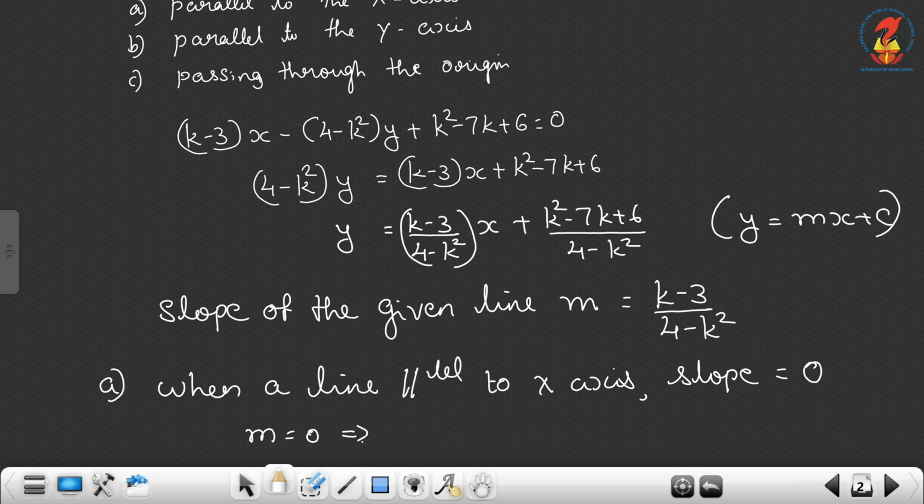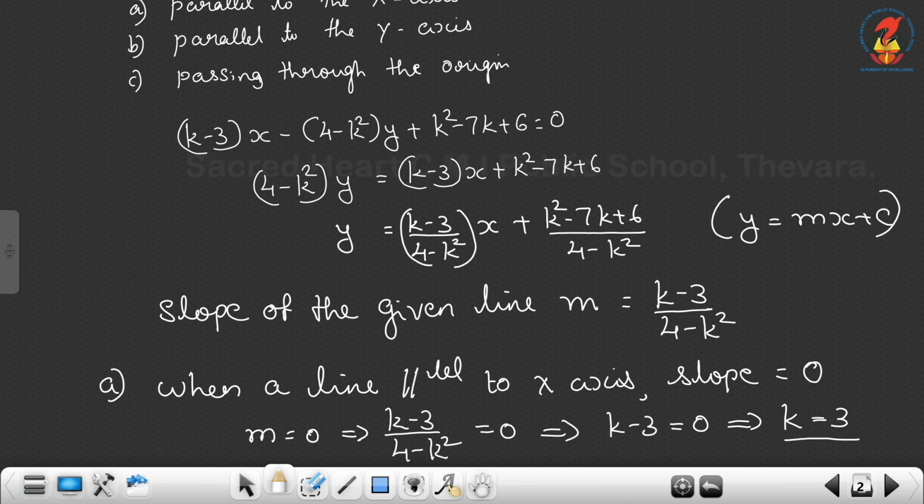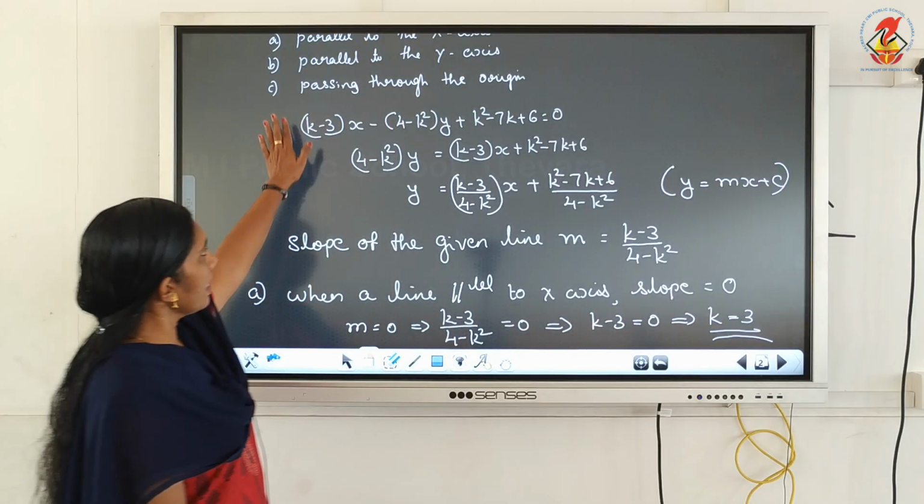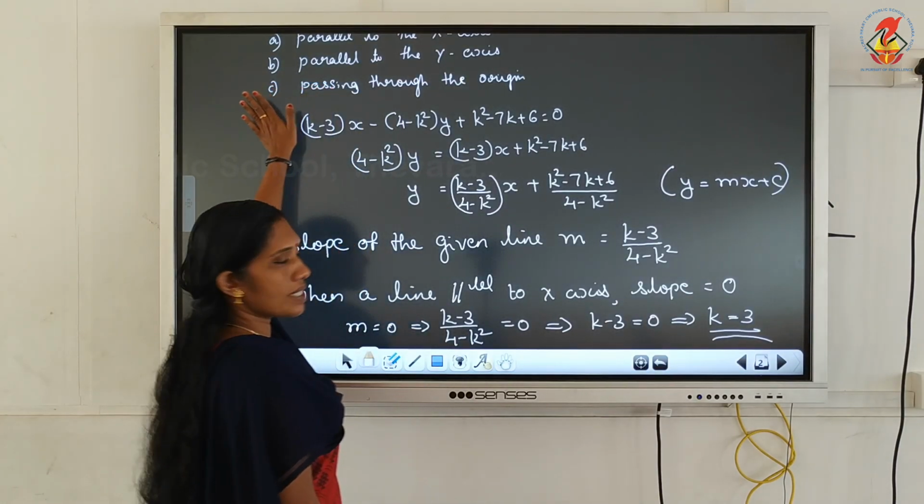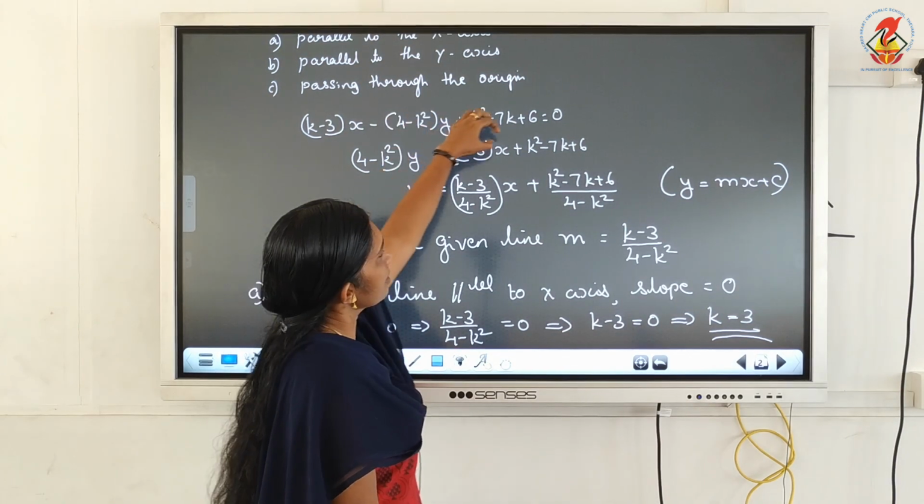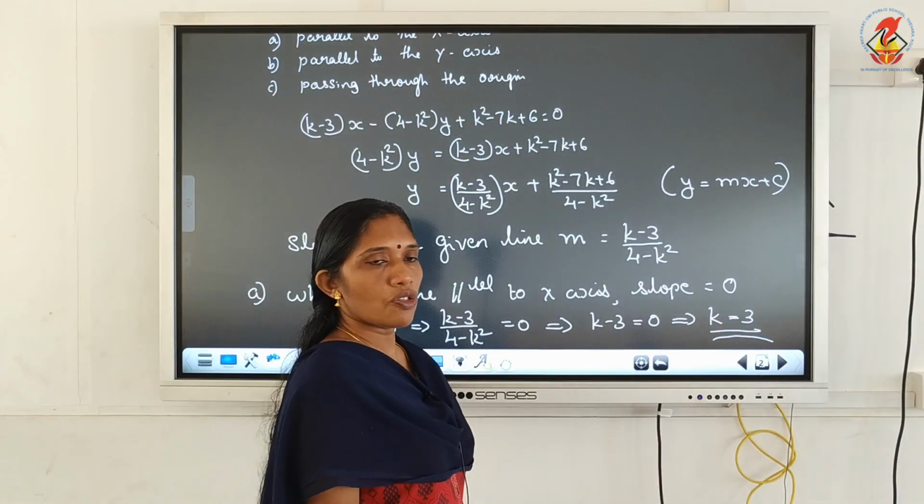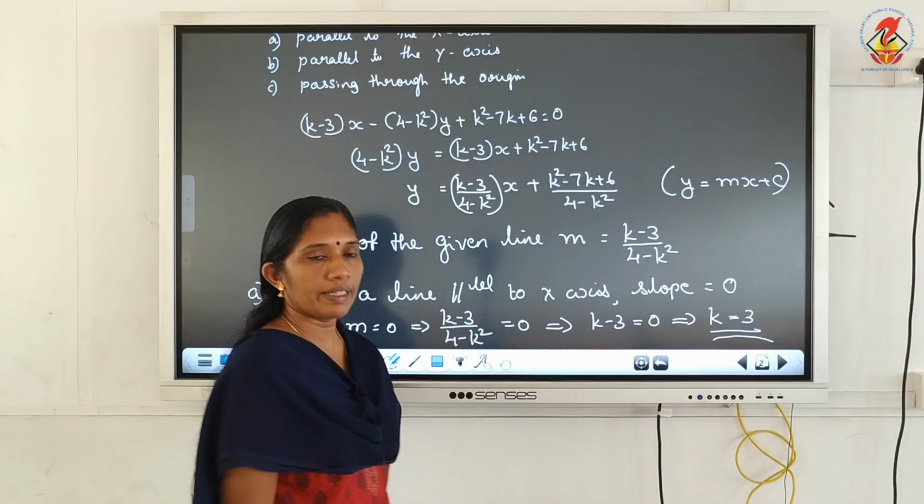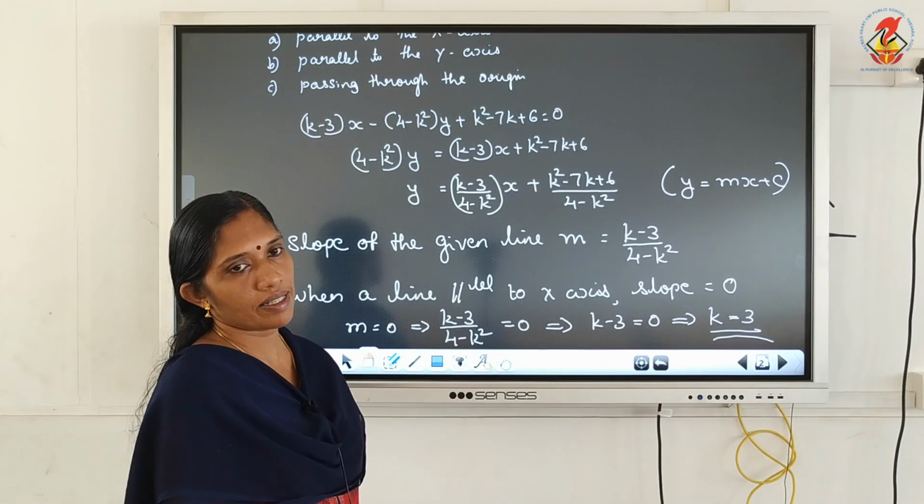M is equal to 0 means (k minus 3) by (4 minus k square) is equal to 0, which implies the numerator is 0. K minus 3 is equal to 0. Now, what is the value of k? K is equal to 3. So, when k is equal to 3, the first term is 0. So, a term of y plus a constant is equal to 0. So, y is equal to a constant. It is a line parallel to the x-axis.